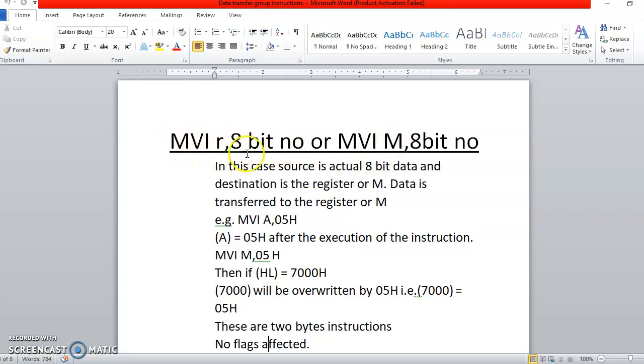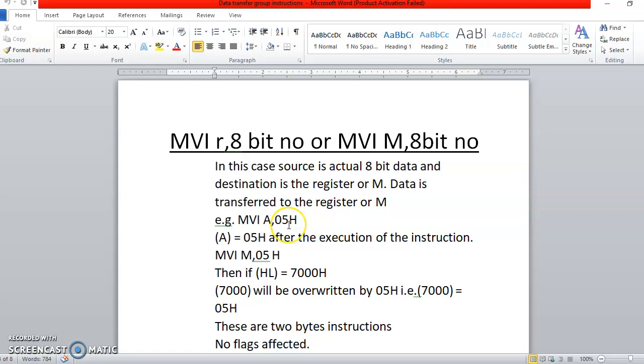So MVI R, 8-bit number. In this case, the source is an 8-bit number, the destination is a register. Or if it is MVI M, 8-bit number, the source is an 8-bit number and the destination is M. If I take an example, MVI A, 05, in this case the destination register is nothing but the accumulator, or the A register. The source is 8-bit data, which is nothing but 05. So what will happen? The accumulator contents will become 05 after execution of this instruction.